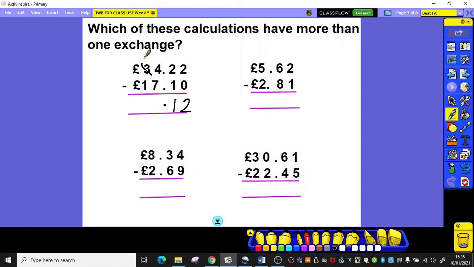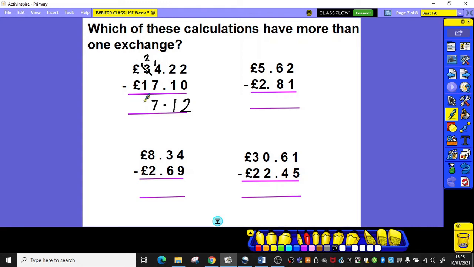So I'm going to change my 3 tens to 2 tens. I'm going to carry a 10 across, effectively giving me 14 ones, a 10 and a 4. So 14 ones, take away 7. Well, I know that double 7 is 14. So I've already used my inverse there to say 7 add 7 makes 14. 14 subtract 7 is 7.